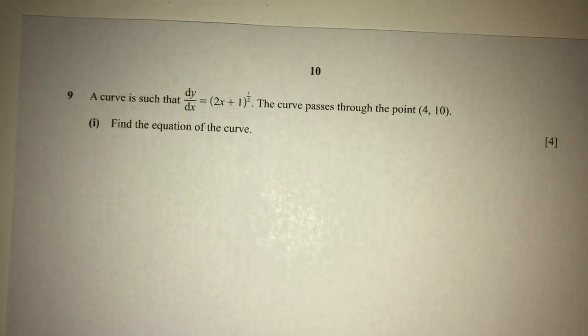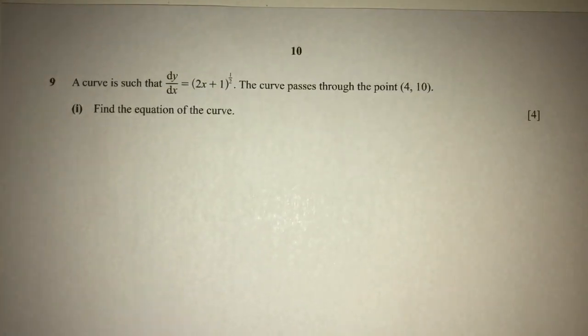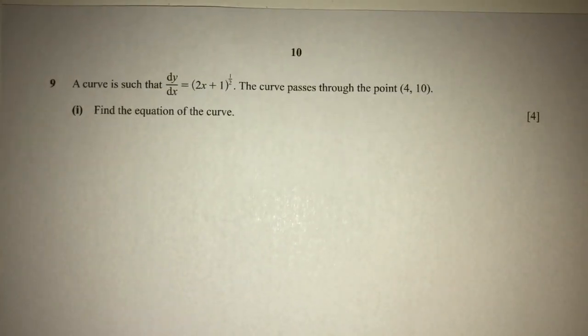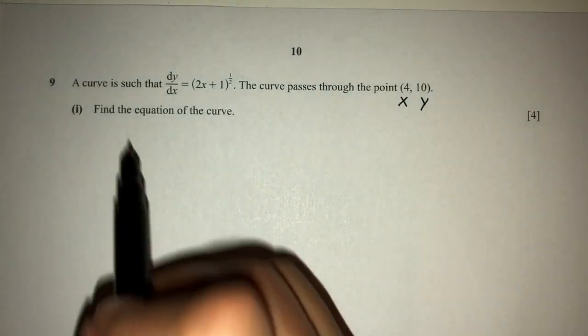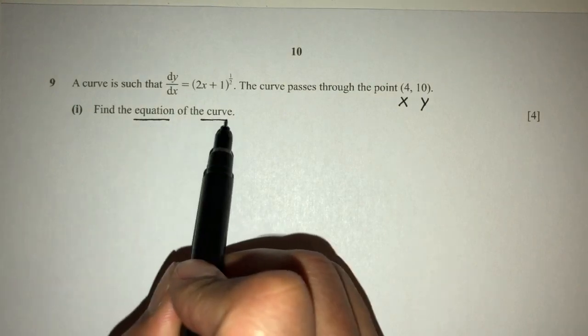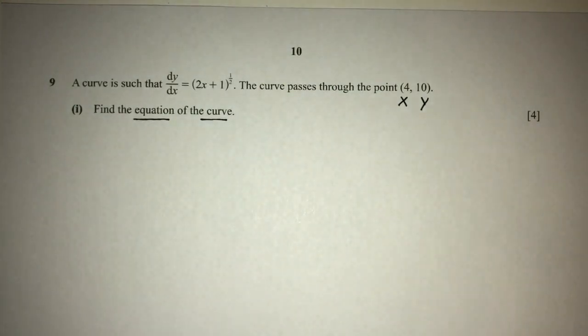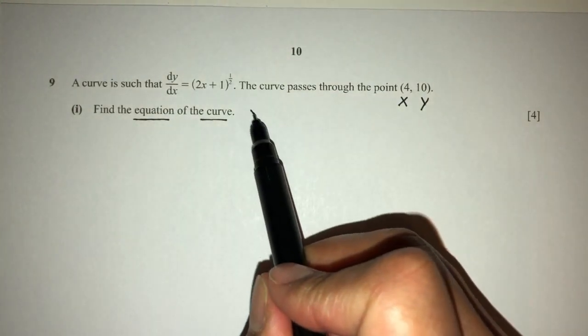Okay, so now let's move on to question number 9. We have a curve such that dy by dx is given by this. The curve passes through the point. This is x and y, right? Now we have to find the equation of the curve. So when you have to find the equation of the curve, it is asking you to find y.